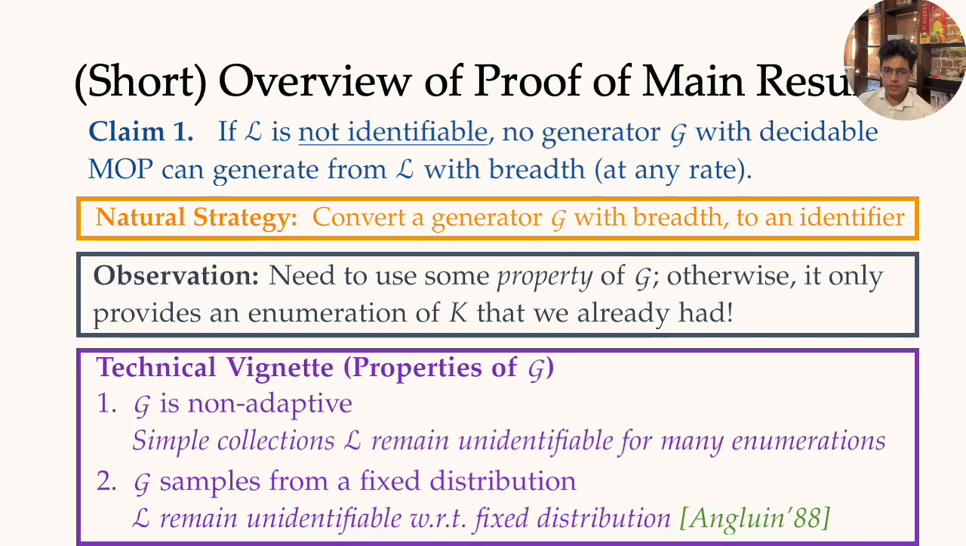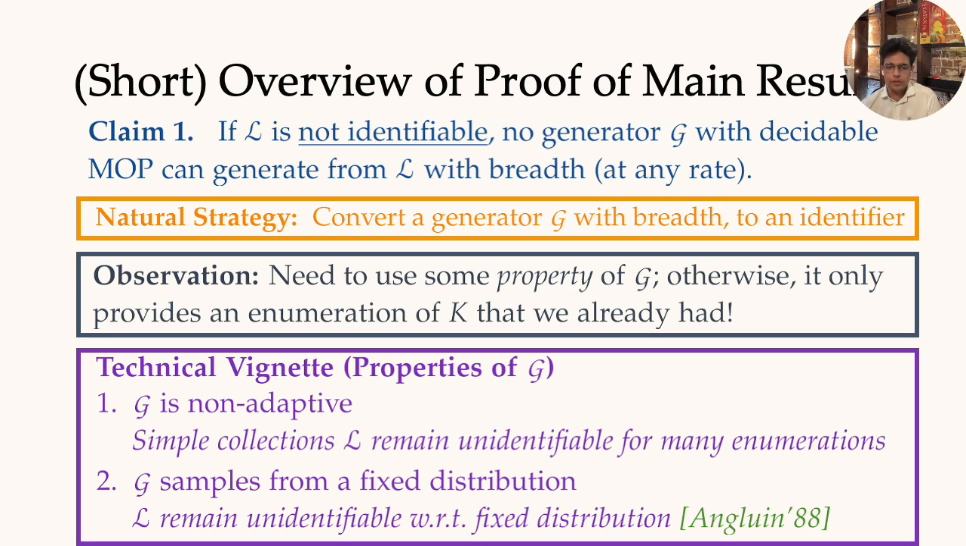So I'll briefly discuss a couple of properties of the generators that we could use, and we have a more extensive discussion in the paper. The first property is perhaps that the generator is not adversarial. The enumeration it outputs is not specifically chosen for our learner. However, this does not seem too useful because there are simple collections that remain unidentifiable for many enumerations of the target language and do not require a very specific hard enumeration.